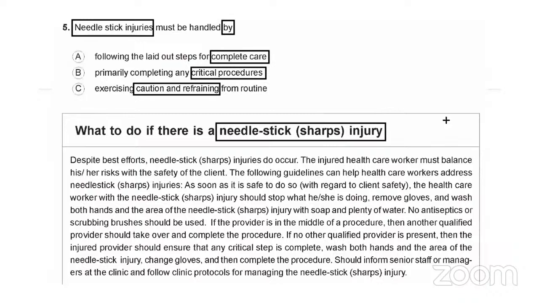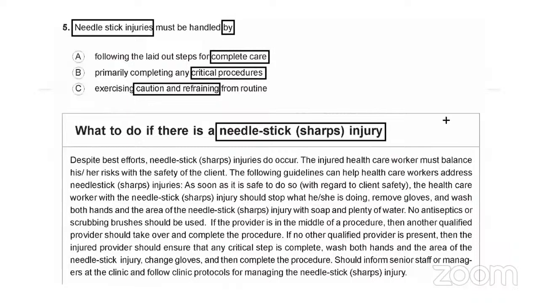No antiseptics or scrubbing pressure should be used. If the provider is in the middle of a procedure, then another qualified provider should take over and complete the procedure. If no other qualified provider is available, then the injured provider should ensure that any critical step is complete.